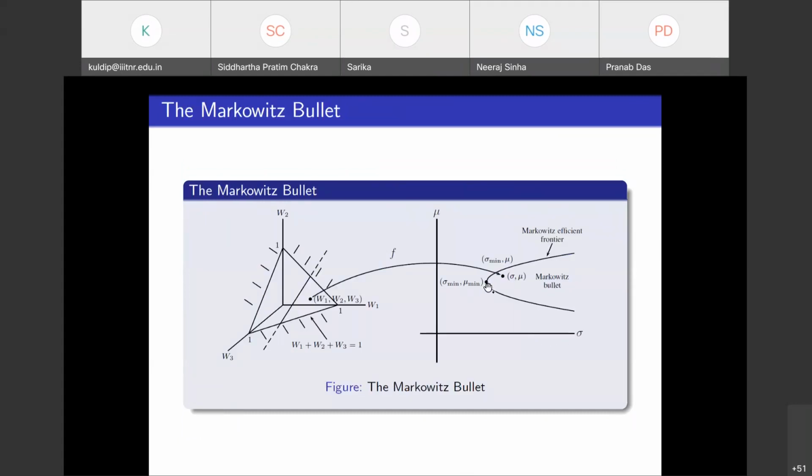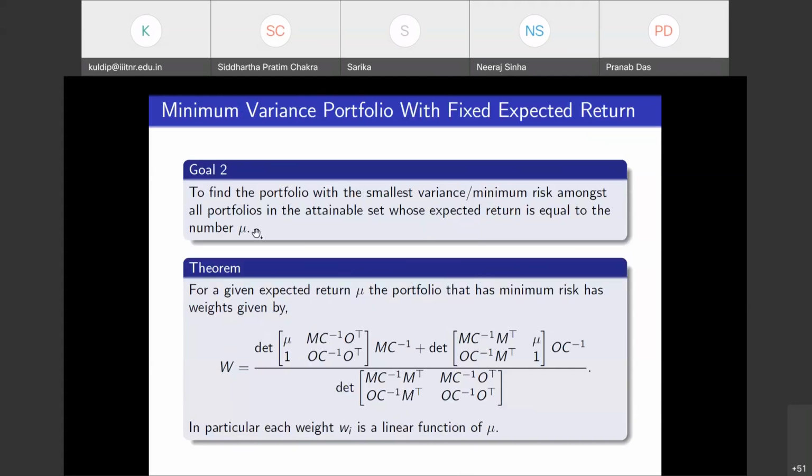So what we have found out now is that the values of W that we have just found in terms of O and C inverse are those values of W1 through Wn which will give you this point here. And the next thing that we want to find out is, accordingly, the portfolio with the smallest variance among all portfolios in the attainable set.